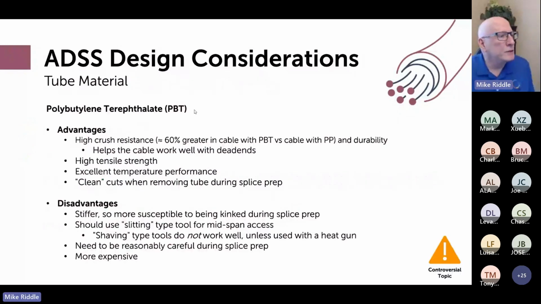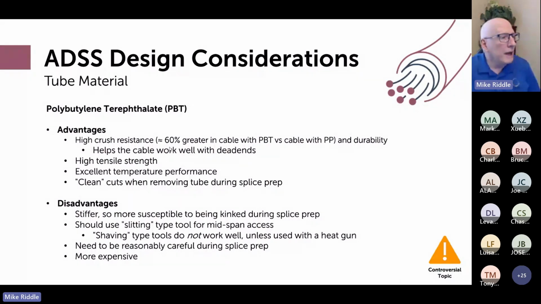Tube material itself. So what do you actually make the tube out of? There are 2 materials that are commonly used today. First up is polybutylene terephthalate, which I'm sure I'm not pronouncing correctly, better known as PBT because you can pronounce it easier. PBT has high crush resistance. You get more than 50% more with PBT versus the other option we're going to talk about in a minute, which is polypropylene. It's a more durable material.